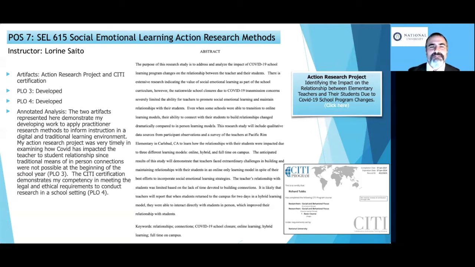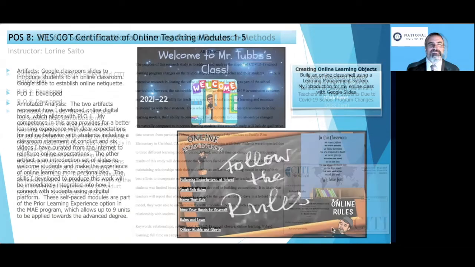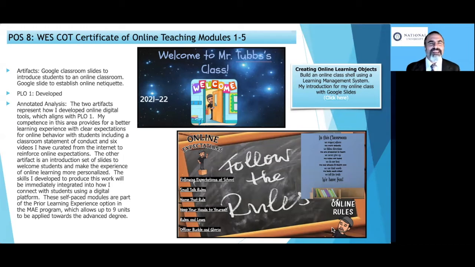This also required me to develop a competency in meeting the legal and ethical requirements to conduct research in a school setting, which aligns with PLL 4, a developed area, along with developing my action research project. My 8th plan of study was not just one course, but actually 5 modules, part of my certificate of online teaching. I selected 2 artifacts because they represent how I developed online digital tools, which aligns with PLL 1.